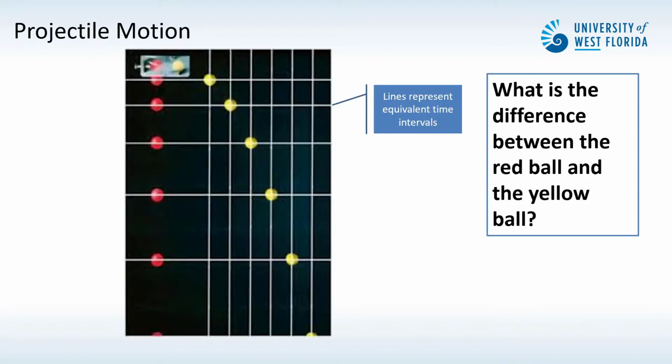Think about these two balls. Both are projectiles since they're subject to gravity only. What is the difference between them? The horizontal lines indicate that they're falling at the same rate in the vertical direction, but the yellow ball is moving to the right at a constant velocity. So the only difference between them is that the yellow ball had an initial speed in the horizontal direction.